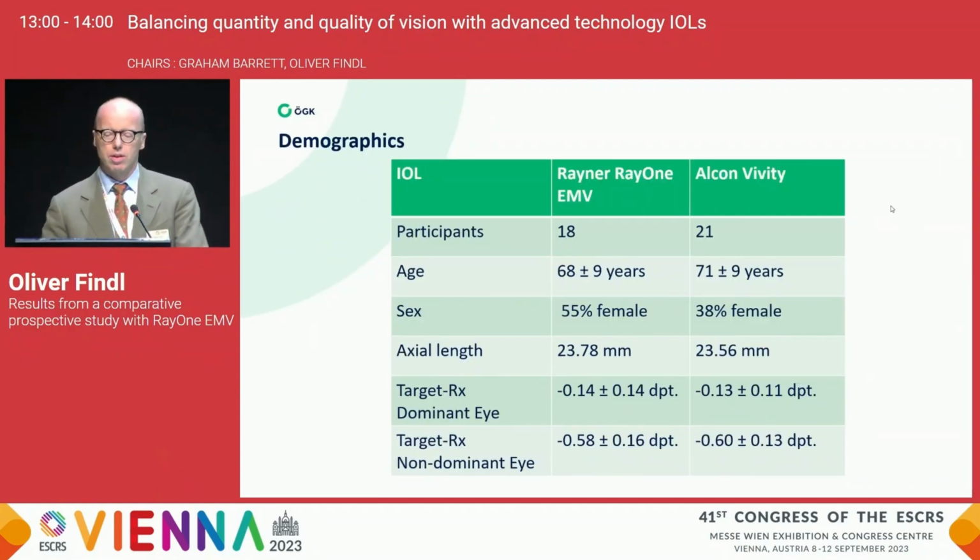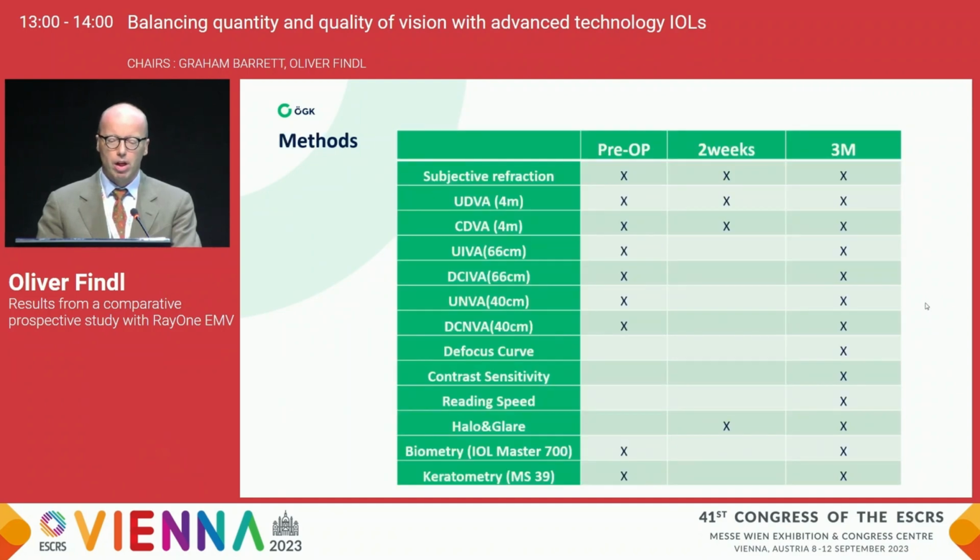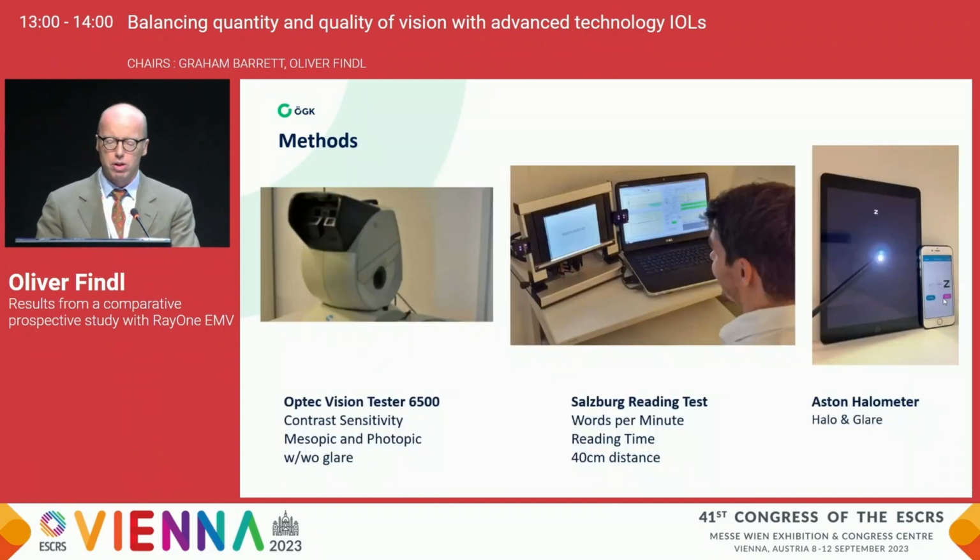So this is the comparison of the two groups, which were randomized, as I said, and you can see here that these are the targets we set for the dominant eye and the non-dominant eye concerning target refraction. These were the kind of exams we did at 2 weeks, but the main outcome at 3 months. And you can see we did a whole host of things apart from the visual acuity measurements.